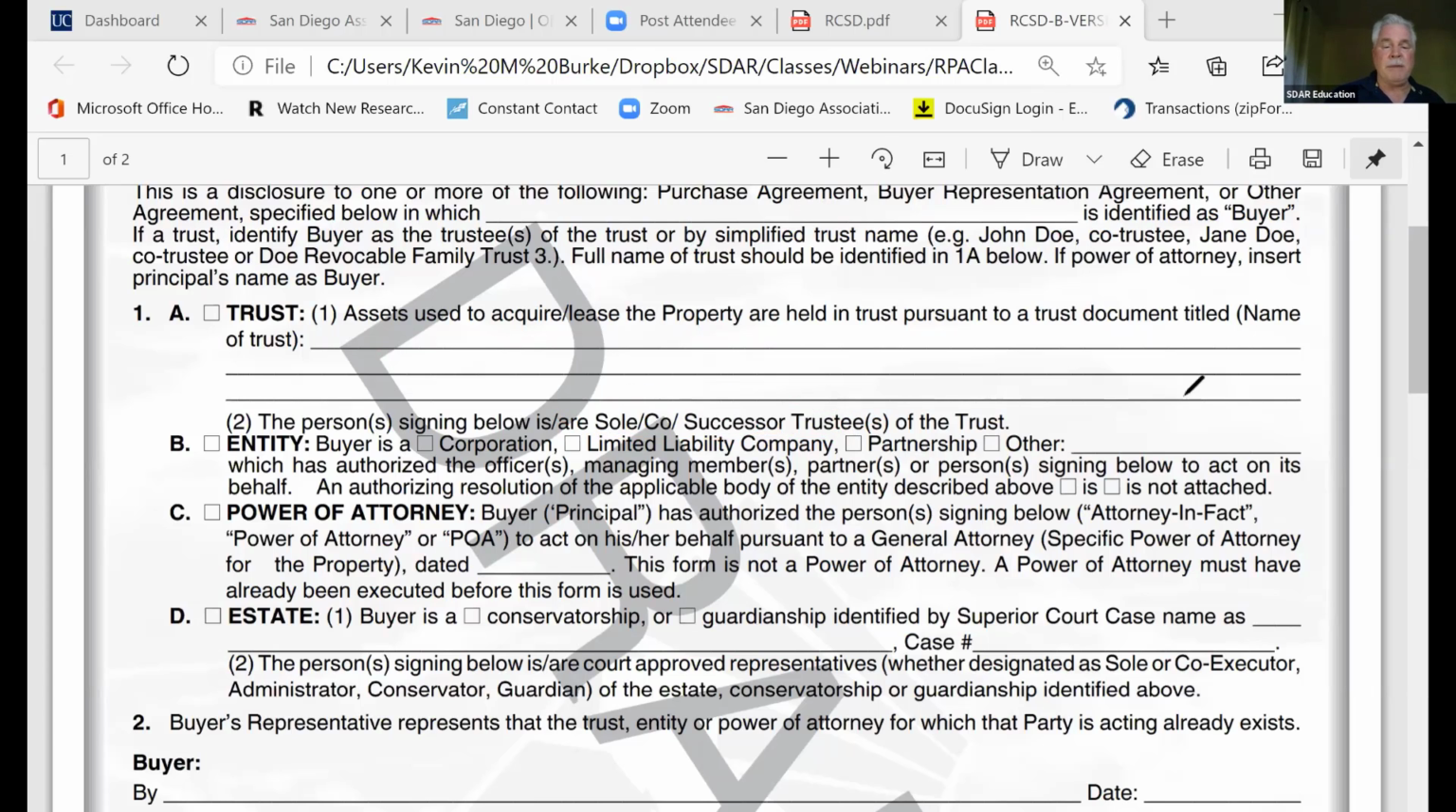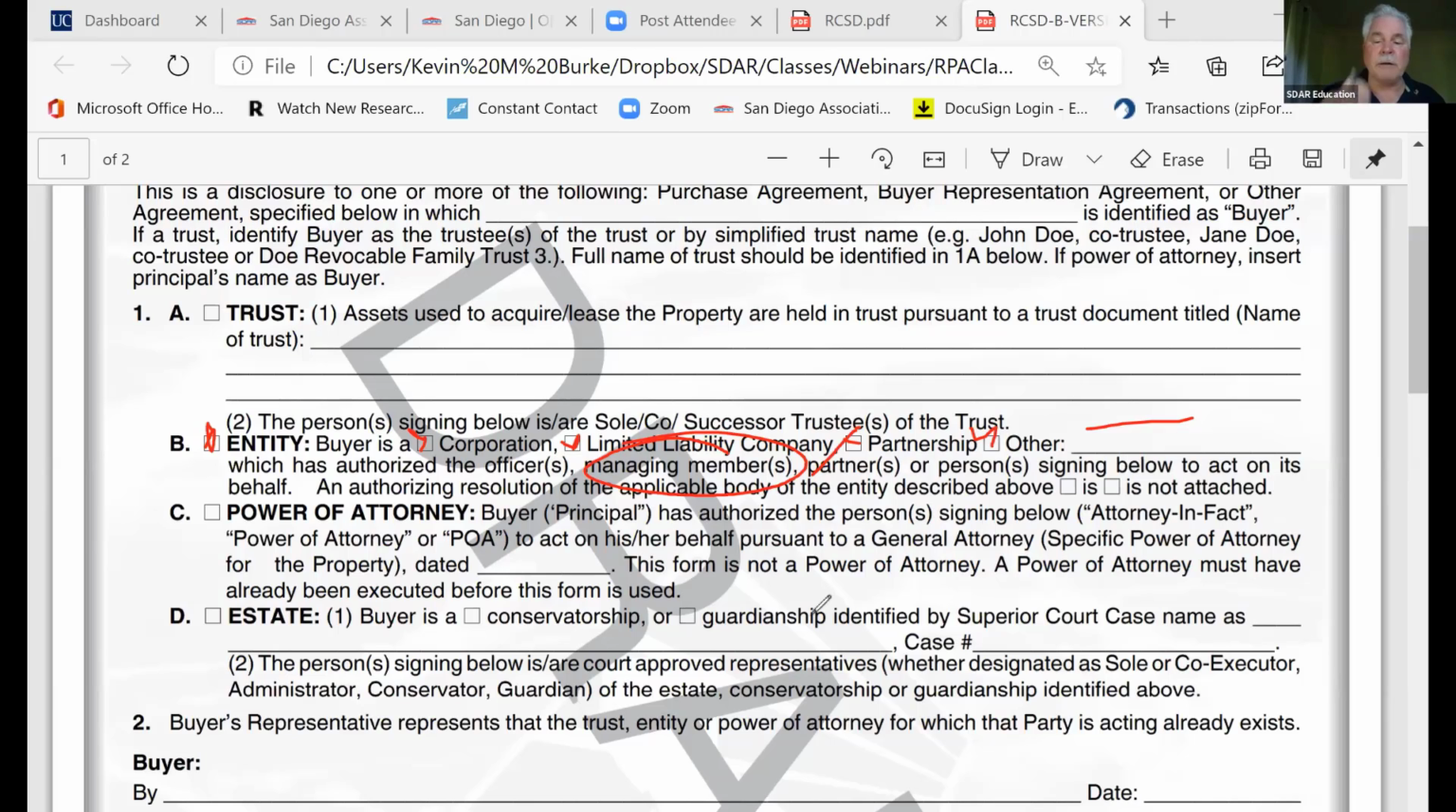So let's take a look at B. So again, this is a draft because this is the red line version. I'm going to show you what that means in a second. So entity, if I check that box, now is it a corporation? Is it an LLC? Is it a partnership? It's only going to be one or the other of those things, or it could be something different, which has authorized the officer, managing member, partner, or person signing below to act on its behalf, authorizing resolution of the applicable body of the entity described above.